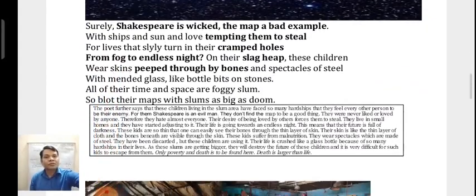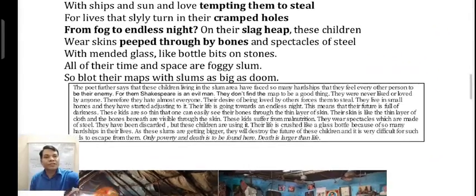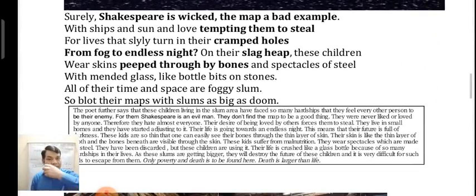Okay, so stanza third. Let us once again revise what we have read.